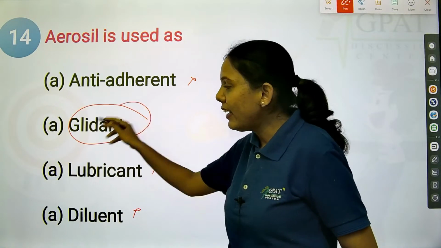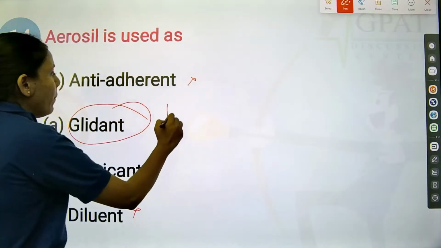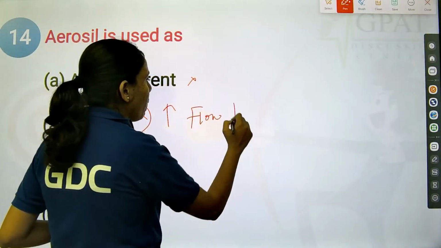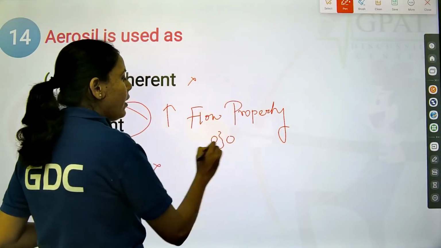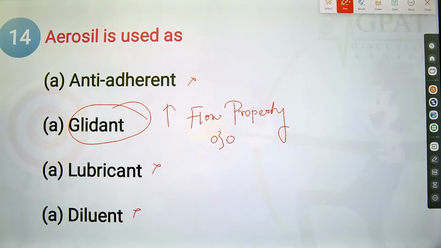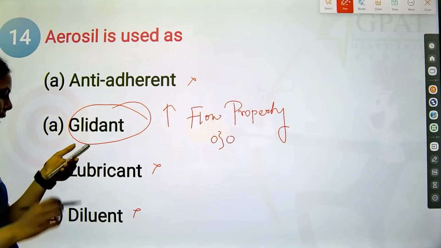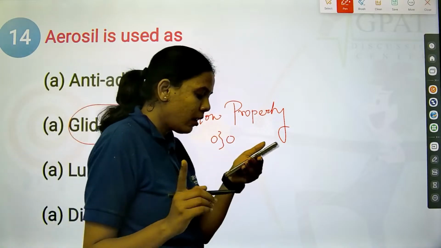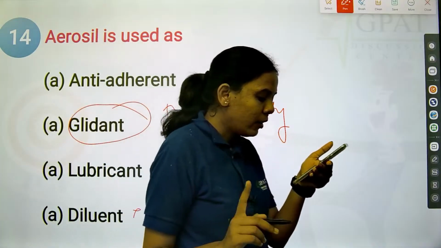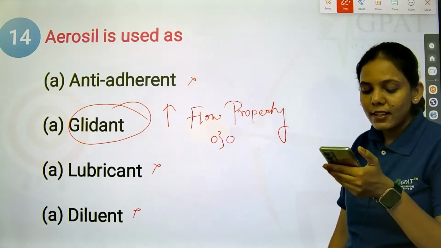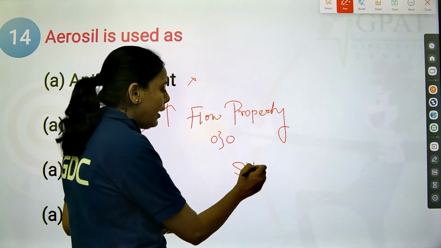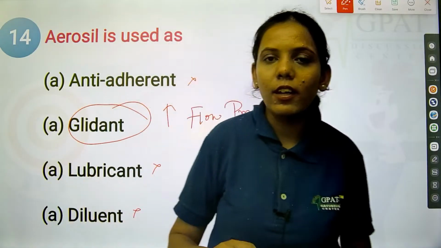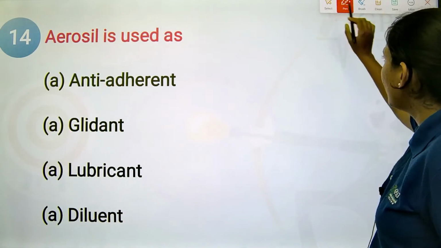So glidant is nothing but which will improve the flow property by reducing the friction between the particles. Reducing the friction between the particles, right? No, diluent is not there. Glidant is the right answer. No diluent, no anti-adherent. Vijaya, no. B is the right answer. Glidant: aerosil, cabosil. Something which is ending with sil is glidant. So these are the examples of the glidant. Very good. The next question.